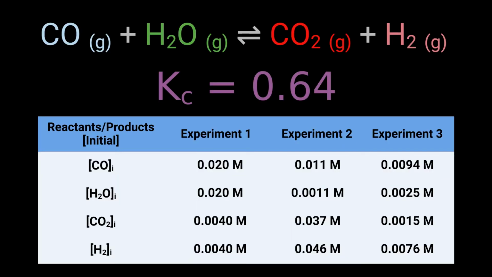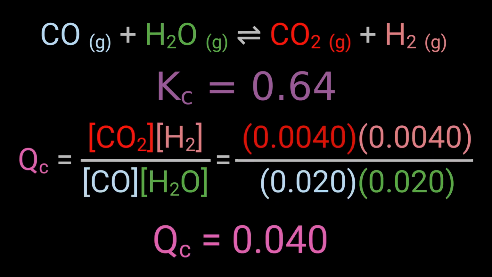Let's look at a chemical equation and do some calculations based on what we know so far. For this reaction, Kc is 0.64. Examine this chart of data for the reaction. We can see that for experiment 1, the Q value is 0.040. Since this is less than K, the reaction is still predominantly happening in the forward direction. It has not yet reached equilibrium.